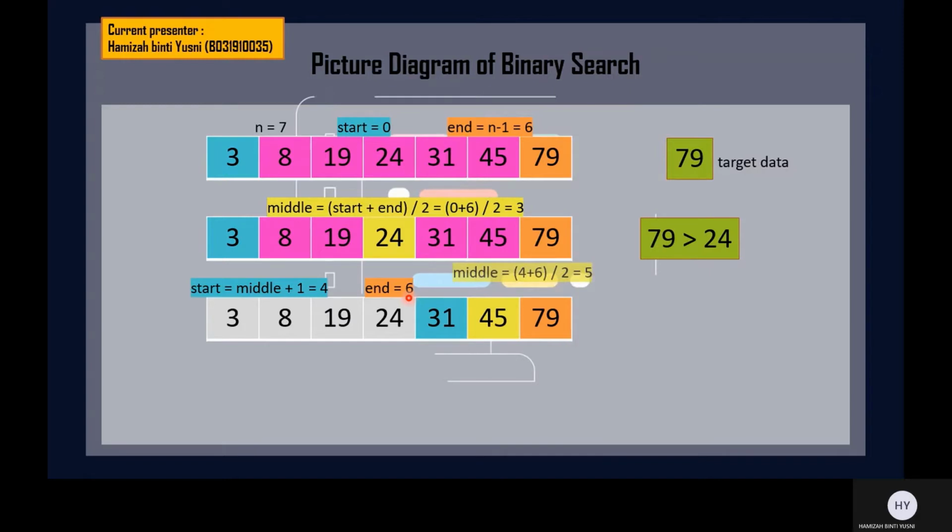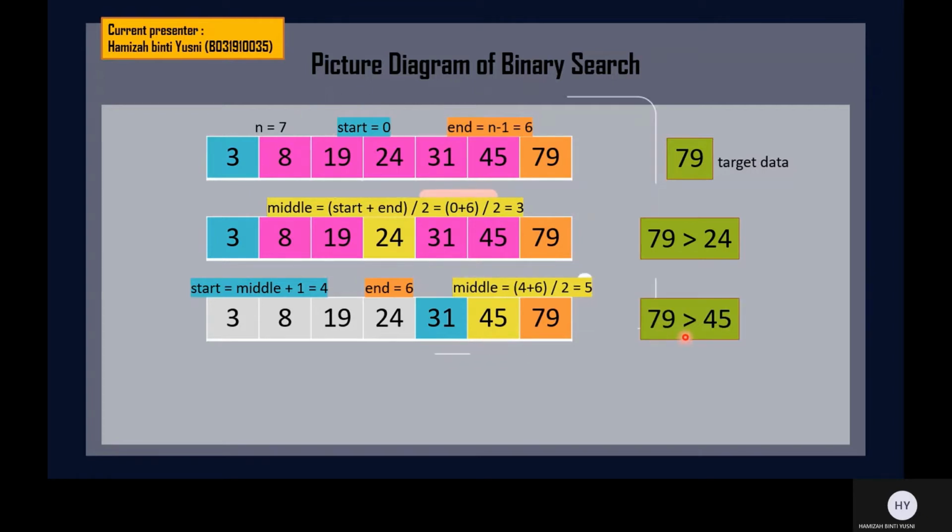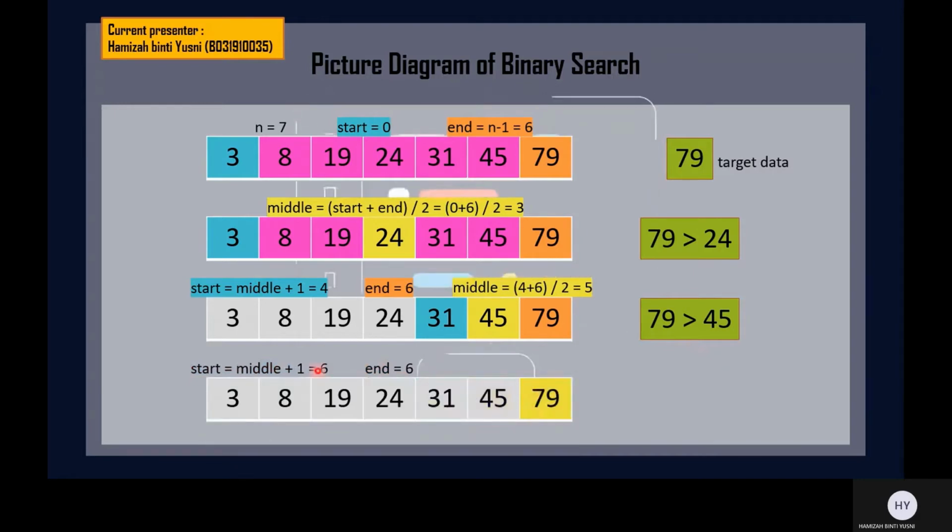Since the start value changed, the middle value will also change. So the new middle value is on index 5, which is 45. It will be compared with target data 79. So 79 is larger than 45. Since it is larger, same as previously, the start value will be updated to middle plus 1 and searching will be done on the second half. So the start value is updated to index 6 and the end value remains the same, index 6.